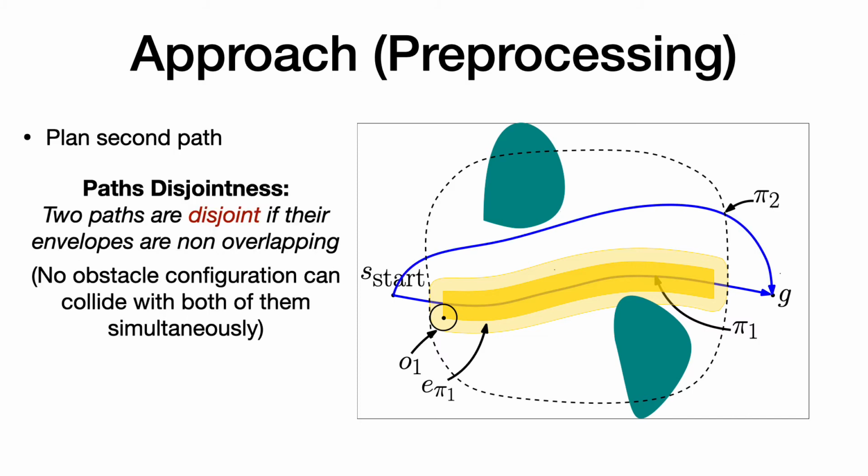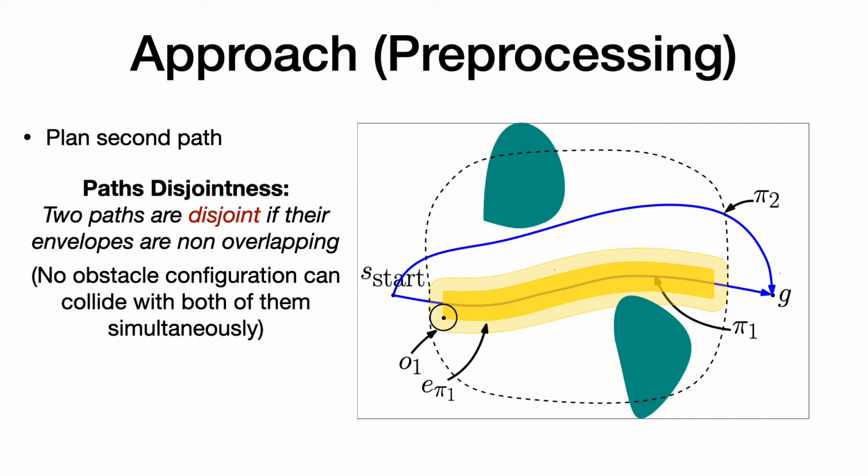Next, APP finds the second path pi 2 while avoiding the envelope e pi 1. We say that the paths pi 1 and pi 2 are disjoint. Two paths are disjoint if their envelopes do not overlap. Now, for any position of O1, at least one of these paths is guaranteed to be collision free.